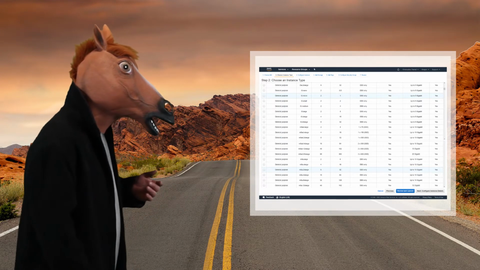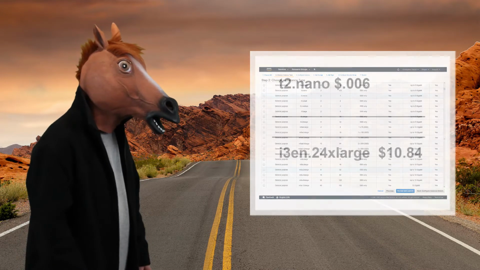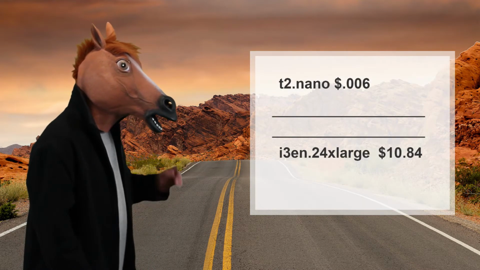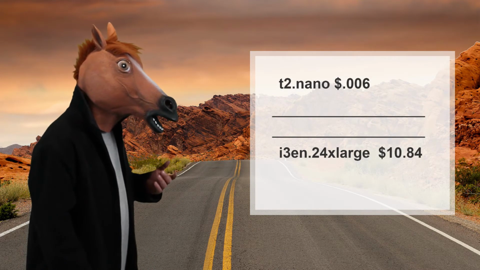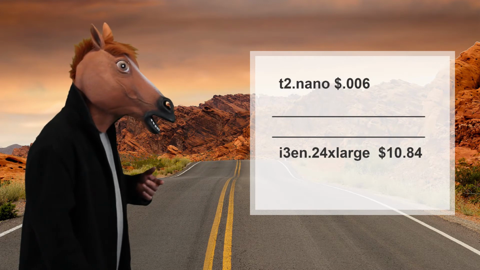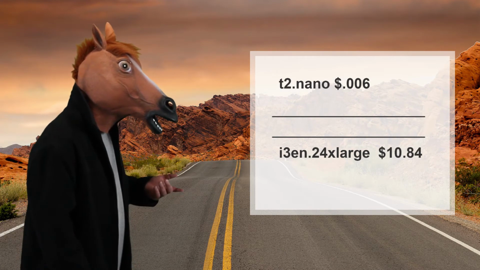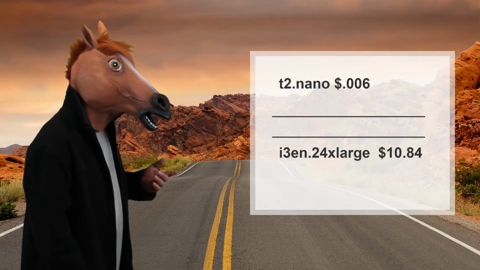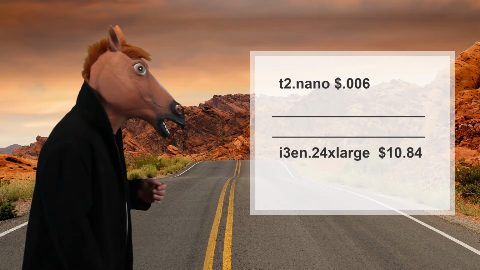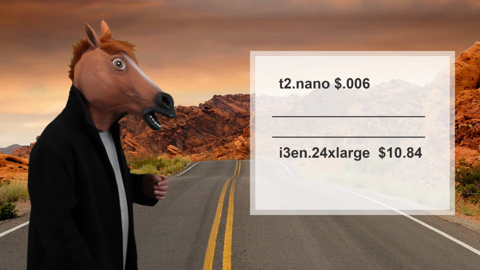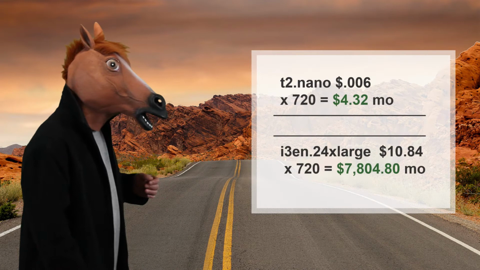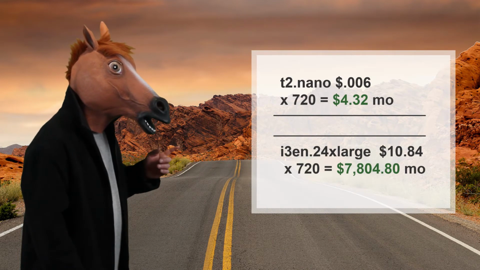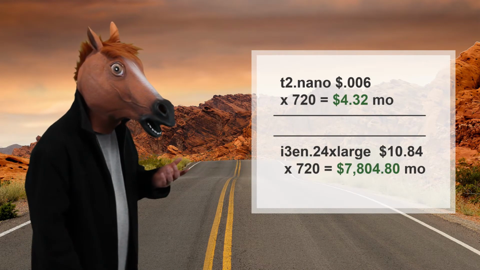For our OpenVPN, we had the option range from T2 Nano at 0.006 cents an hour to i3EN24 extra large at $10.84 an hour. They are priced by the hour, so you can times the price by the hours in a month and get a base monthly price.